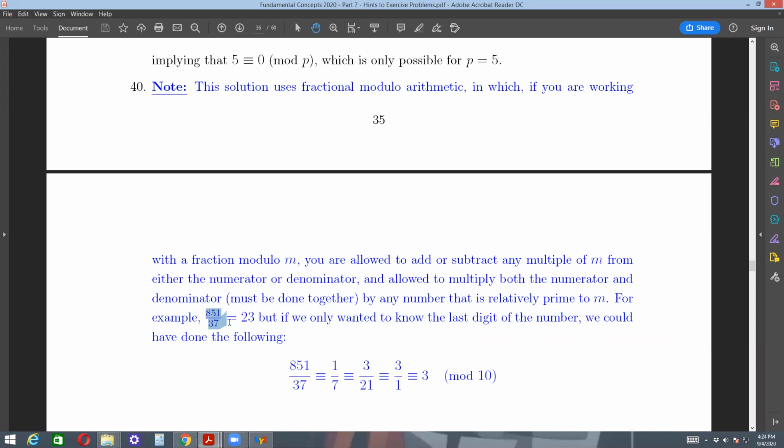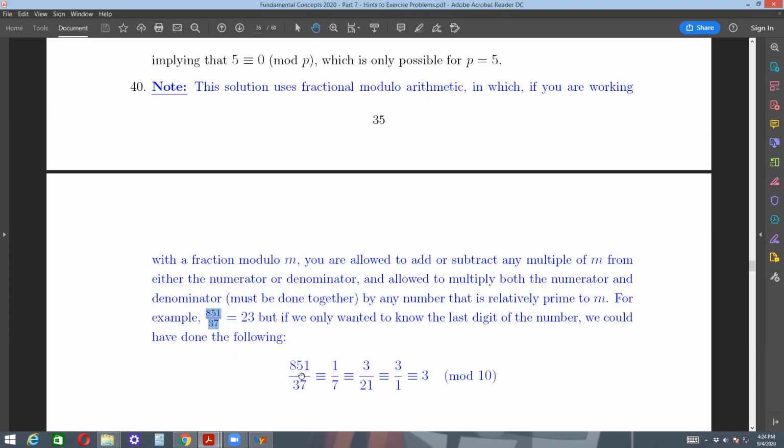I could actually divide this myself and say this thing is equal to 23. But if the question was to find the last digit of this number without actually dividing it manually, you could do that using fractional modular arithmetic. Now, if you want the last digit, it means you want to know what this number is mod 10. So we want to know what 851 divided by 37 is mod 10.